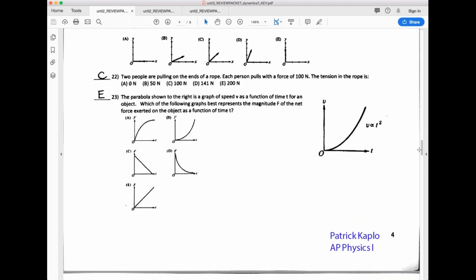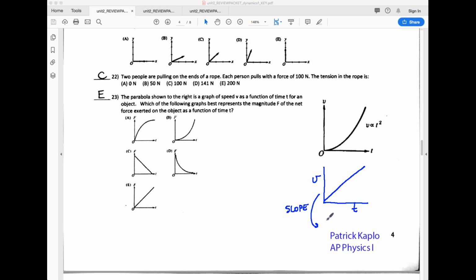The parabola shown to the right is a graph of speed as a function of time for an object. This is a really cool question because this is the kind of stuff the College Board likes to do. You haven't seen a velocity versus time graph that is quadratic. You've seen graphs that look like this for a velocity versus time graph. And the slope of that line is your constant acceleration, right? If this were an acceleration graph, then the slope is the same everywhere on that blue line. And so the acceleration would have some value.